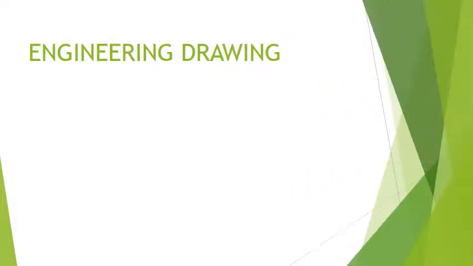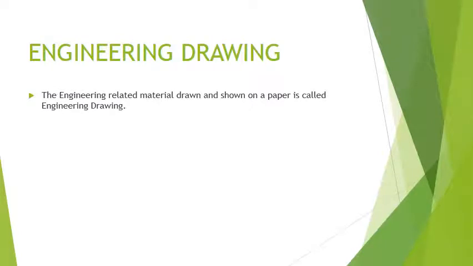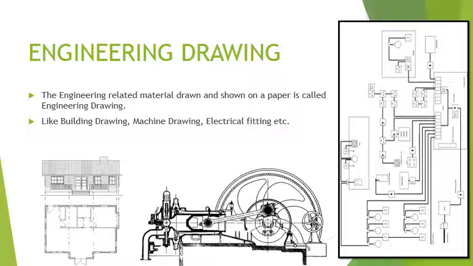And in the end, we have engineering drawing. The engineering related material drawn and shown on paper is called engineering drawing, like building drawing, machine drawing, electrical fitting. Here we have a plan of a building with its elevation above, and a front view of a machinery, and on the right side we can see some sort of electrical fitting.